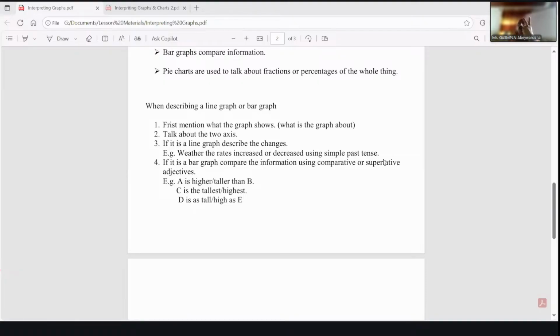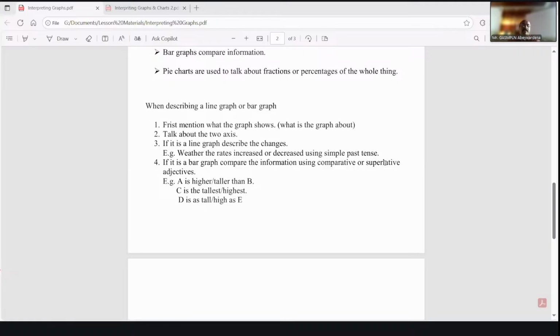Now I mentioned two ways: by adding ER or EST, and by adding more and most. For example, intelligent, more intelligent, most intelligent. Capable, more capable, most capable. Regarding long adjectives, we have to add more and most in front of the adjective.